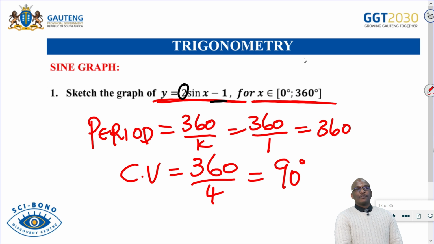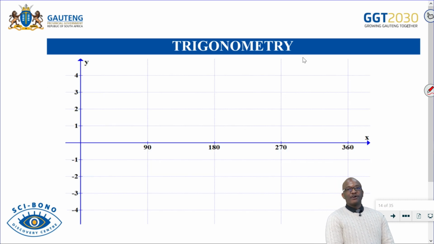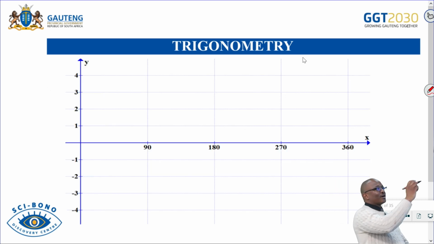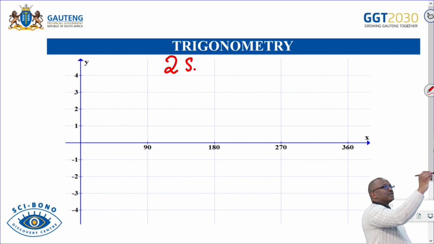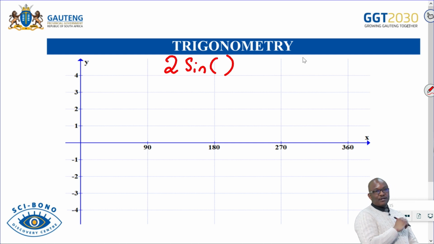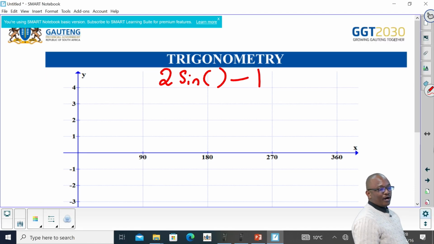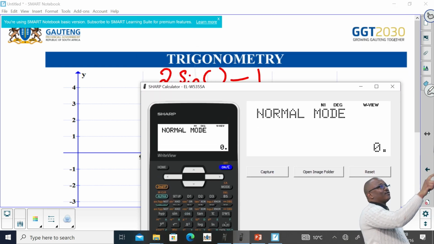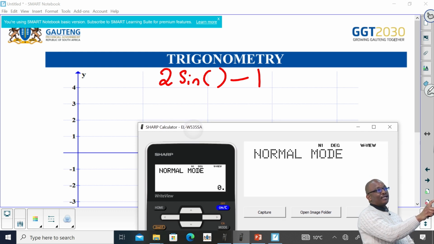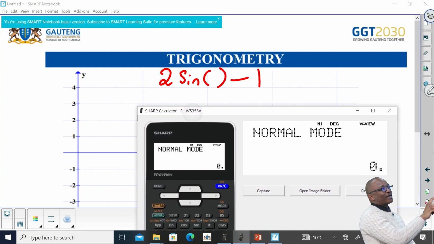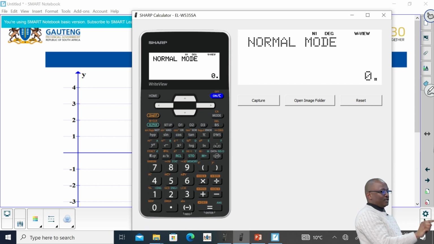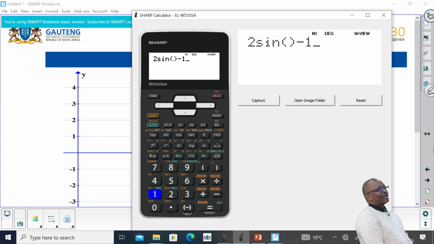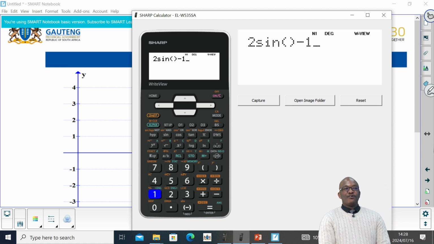So now, in sketching your graph, you will in your calculator have 2 sine, where there is x, you put bracket minus 1. So let's see, how are you going to put it in a calculator? In a calculator, remember, we must have 2 sine x, where there is x, we put bracket minus 1. So you will say 2 sine, then you open, you close bracket, and you say minus 1. That's what you will have in your calculator.